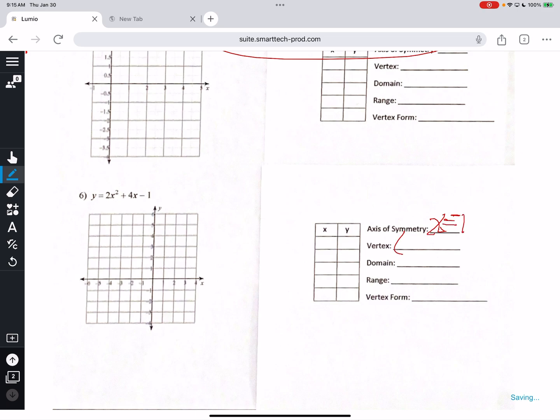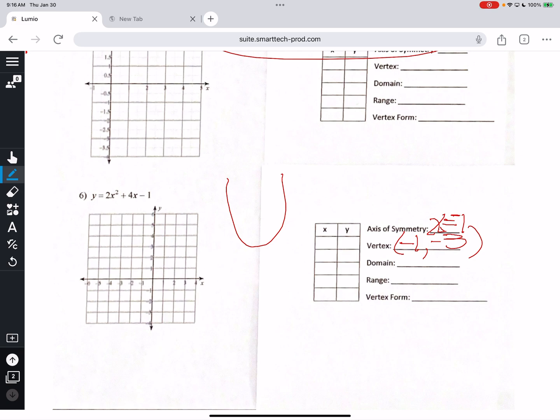What is our vertex? -1, -3. Are we doing a happy face or a frowny face? Do you want to do the chart or do you want to do 1, 3, 5? Yeah, we do one. No, we can't do one. There's one more step. But yes, you can. How do you find the vertex again?